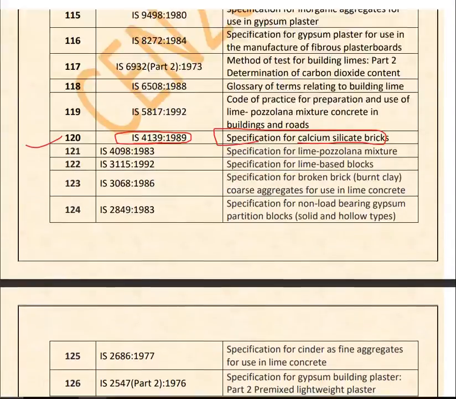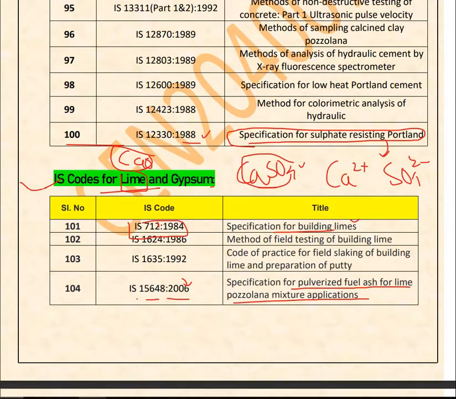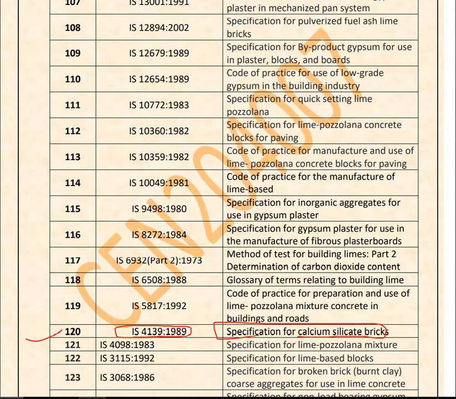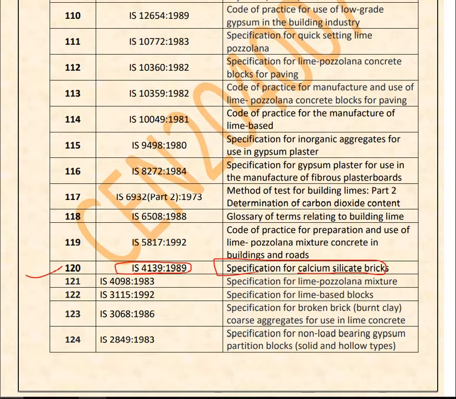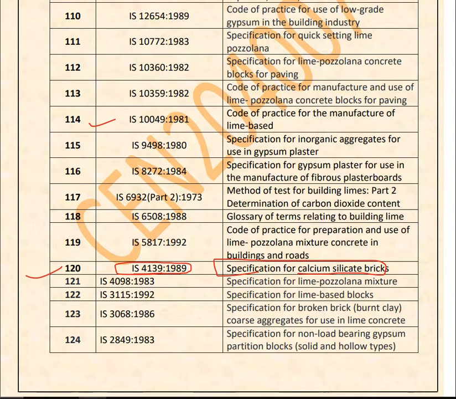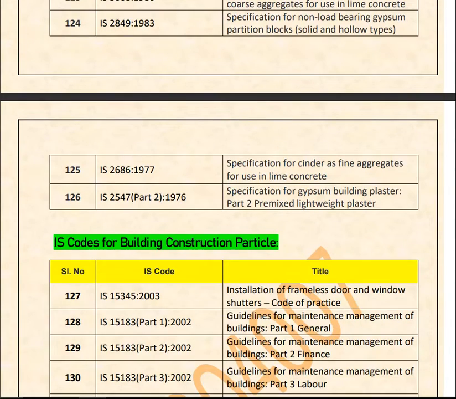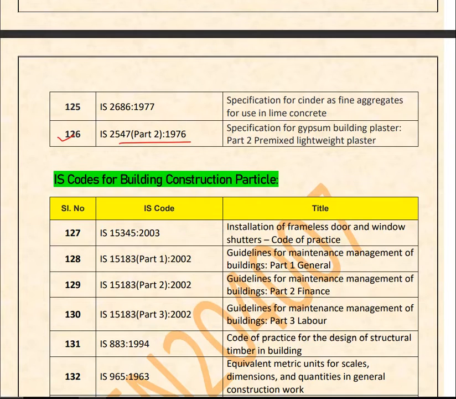So there are 26 codes of this type, for lime and gypsum. And for this, there is another one on the manufacturing process, that is IS 10049 1981, code of practice for the manufacture of lime based, the setting lime, quick setting lime. And the last code in this group is number 126, from 1976. It is IS 2547 part 2, that is specification for gypsum building plaster part 2, premix lightweight plaster.